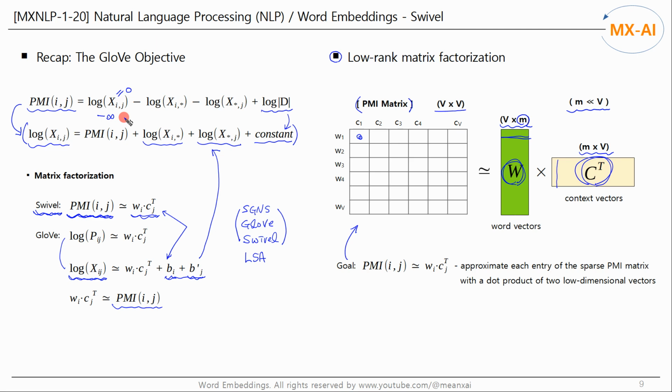As we discussed in the previous video, not all zero-count pairs carry the same meaning. Some word pairs never appear together because they are genuinely unrelated. Others may simply be missing because the corpus is too small to capture every meaningful relationship. This is exactly the challenge that Swivel was designed to address. Rather than ignoring these unobserved co-occurrences, Swivel models them explicitly in a statistically principled way. We'll see exactly how it does this in the next video.